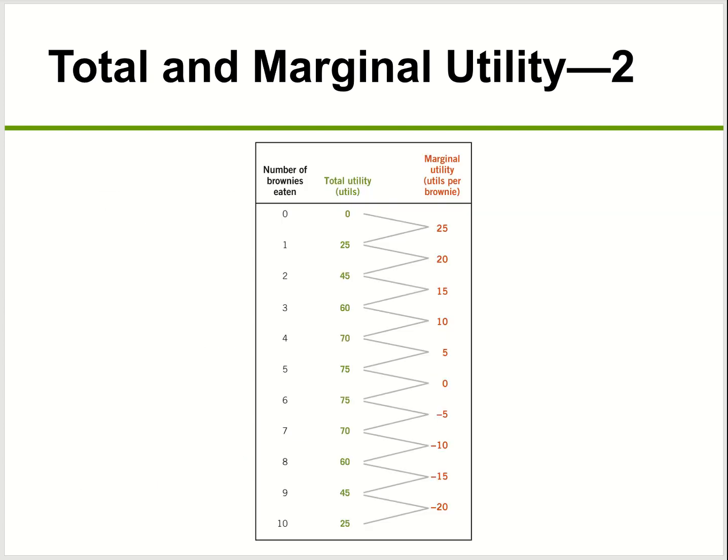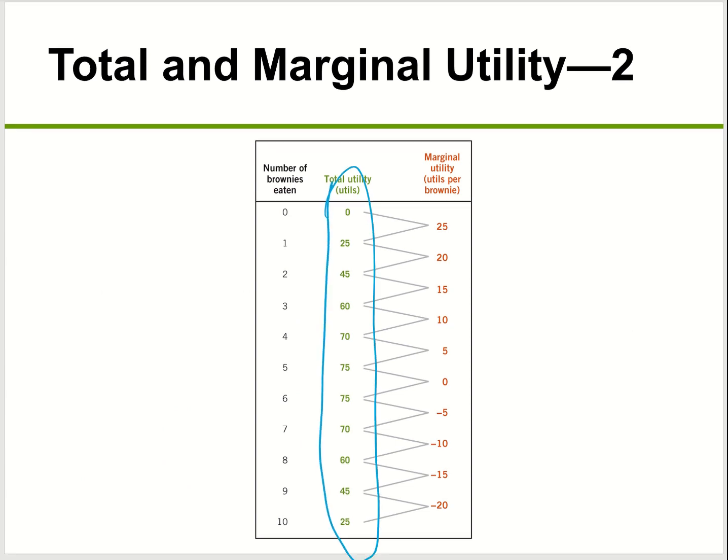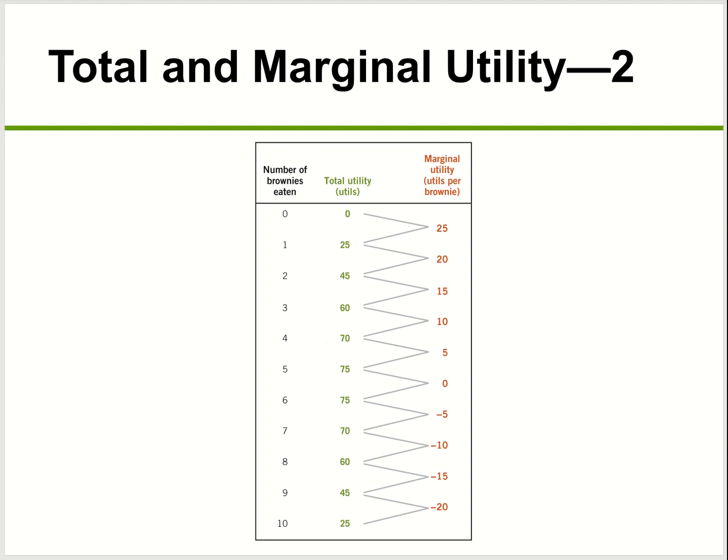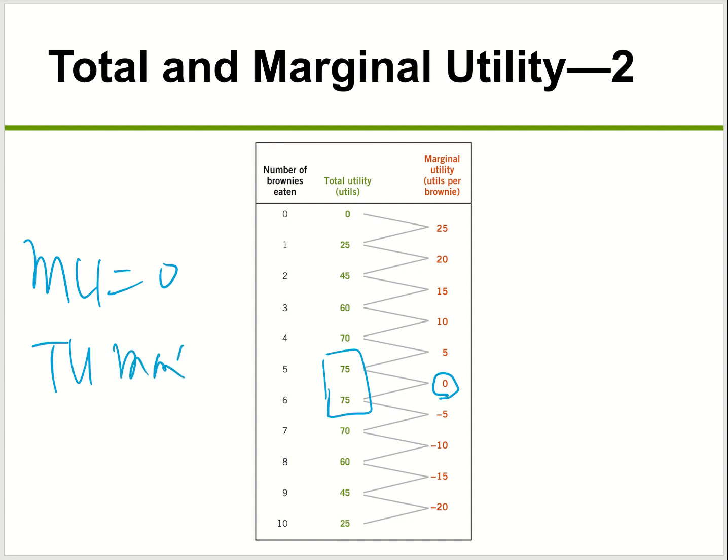If you look at a bigger table like this, your total utility matches the total happiness from all the consumption, and the marginal utility is the difference between each level of total utility. Also notice how over here our marginal utility is 0, and our total utility is maximized. Whenever the marginal utility is equal to 0, our total utility is maximized. That is always true.